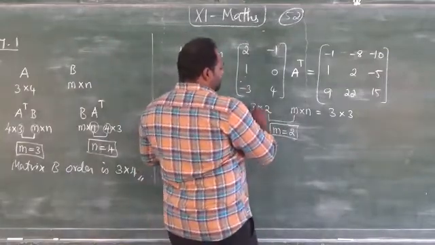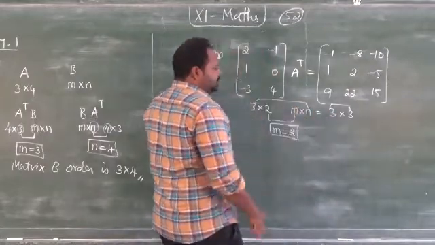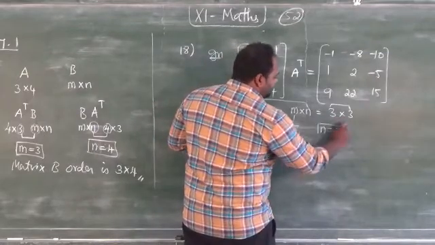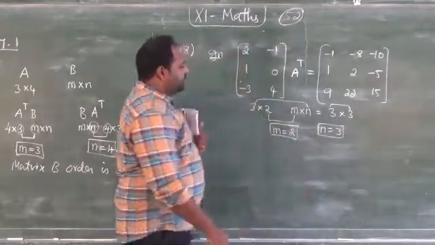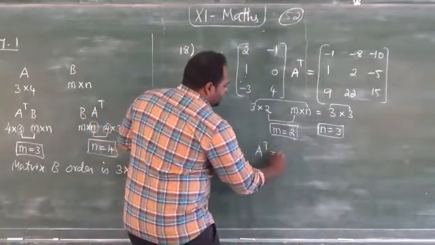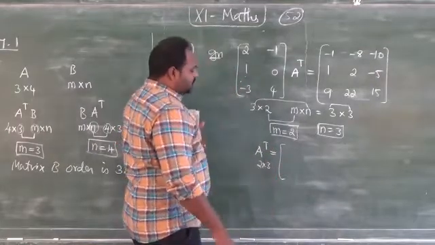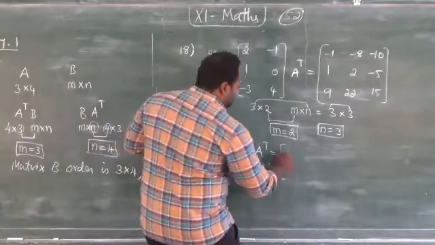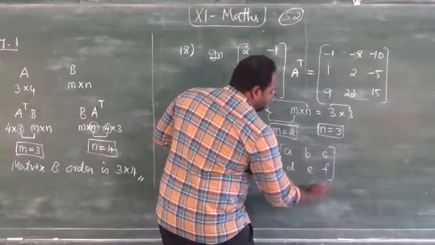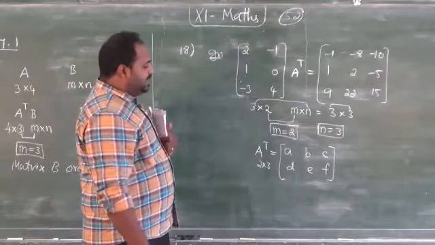Next, this value must be equal to this 2 value. So 3 is here, so n must be 3. By this we can find the m value and n value. So A transpose is a 2 cross 3 matrix. I am going to take A transpose as [A, B, C; D, E, F].